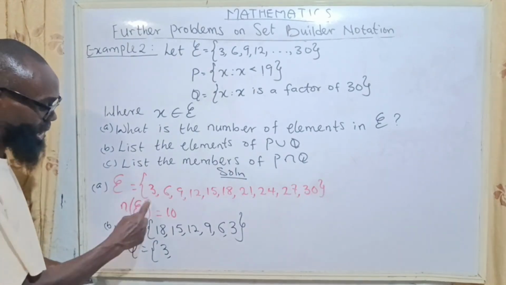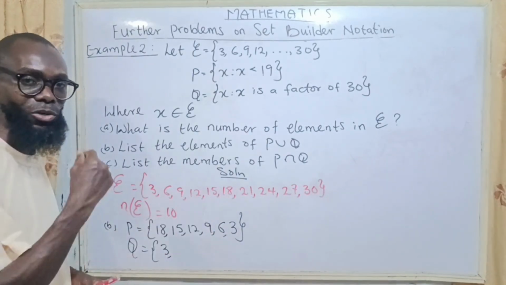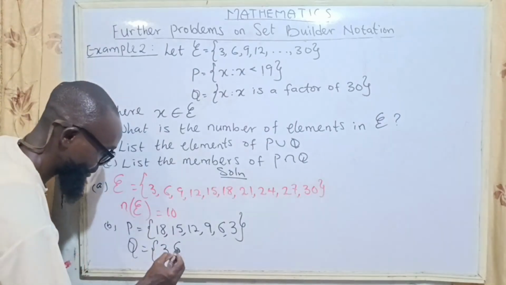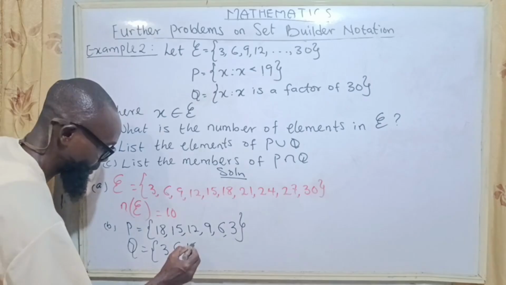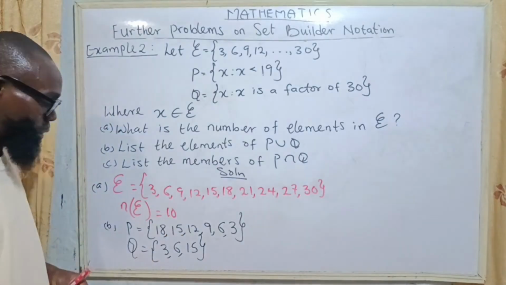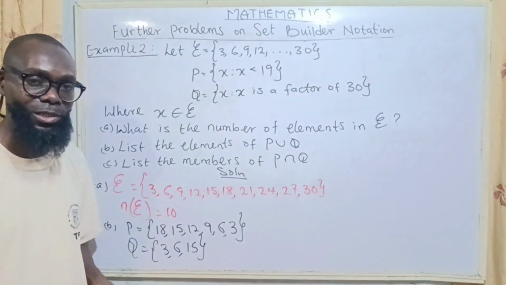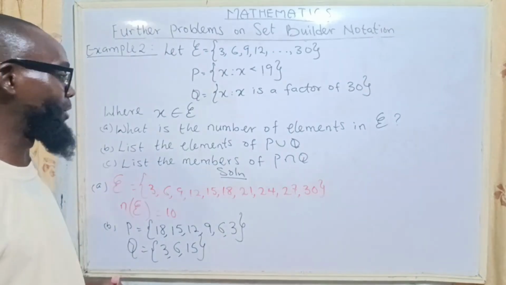5 can go in 30. Do we have 5 here? No. 6 can go in 30. We have 6 here. What can go in 30 again? 15 can go in 30. So we have 3, 6, and what? 15. From here, we can now answer our question.